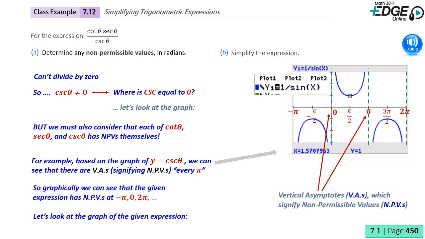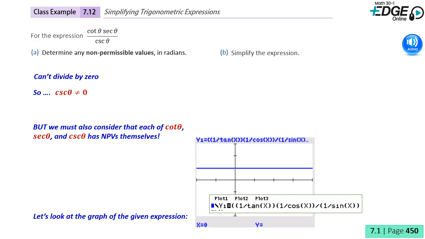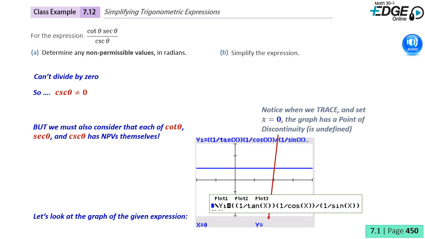Now, we can see in this case that they're happening at negative pi, 0, pi, and 2 pi, because that's where sine theta is equal to 0. This will make more sense when we look at this algebraically. If you were to graph the original expression of cotan theta secant theta over cosecant theta using 1 over tan times 1 over cos divided by 1 over sine, you would see this flat line.